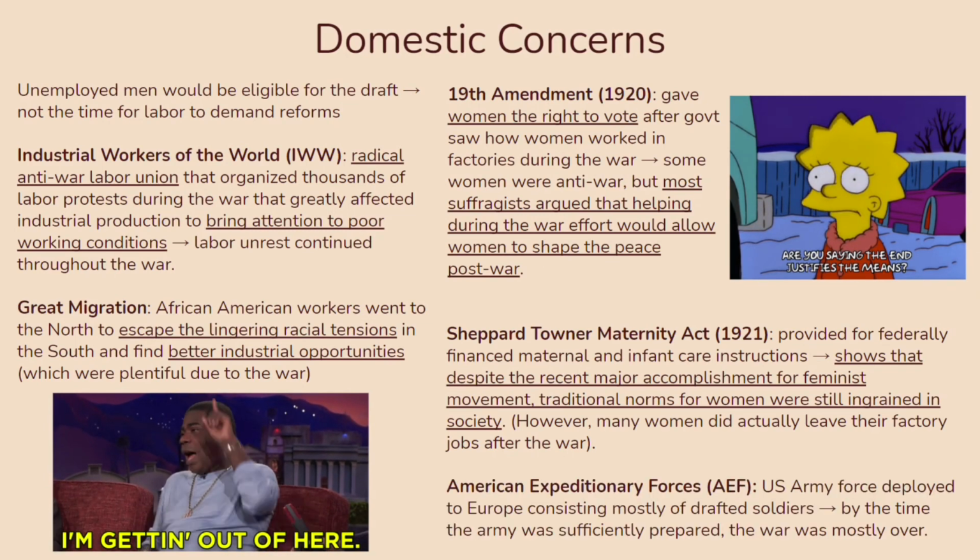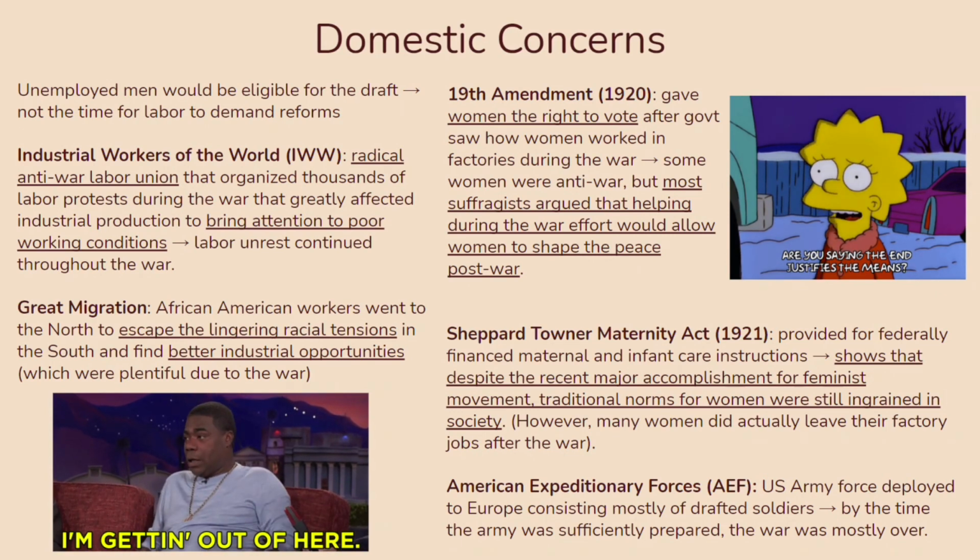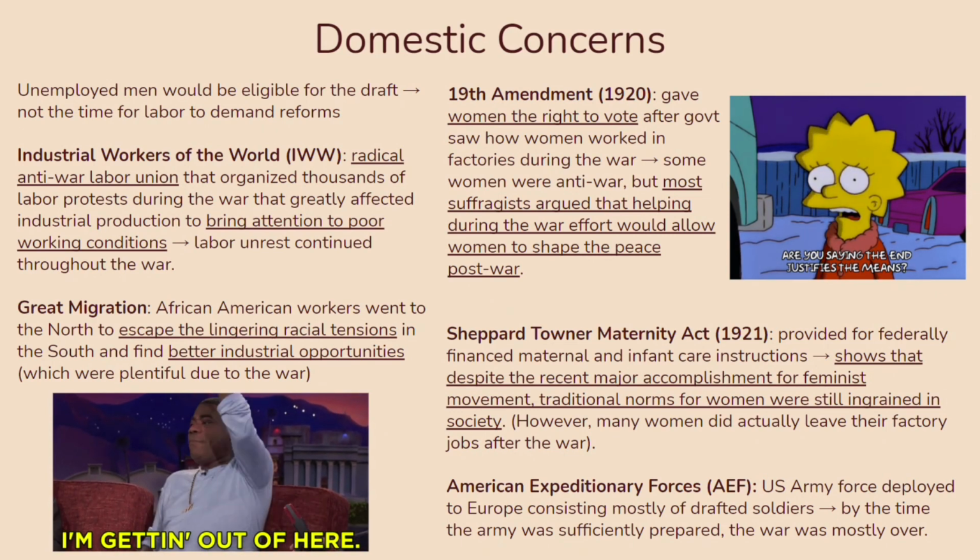And lastly, sort of unrelated to domestic concerns, but something you should definitely know about is the American Expeditionary Forces, also known as the AEF. This was a U.S. Army force which was deployed to Europe consisting mostly of drafted soldiers. And by the time the Army was sufficiently prepared, the war was mostly over. So, it's not like it made a huge impact in the war, but it was definitely there, so it might be something you want to know about.